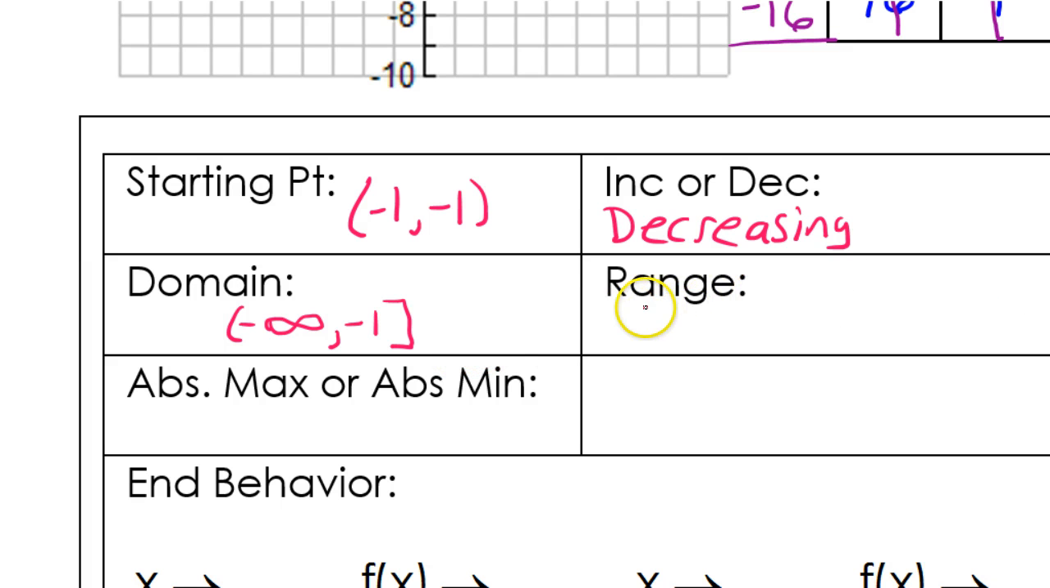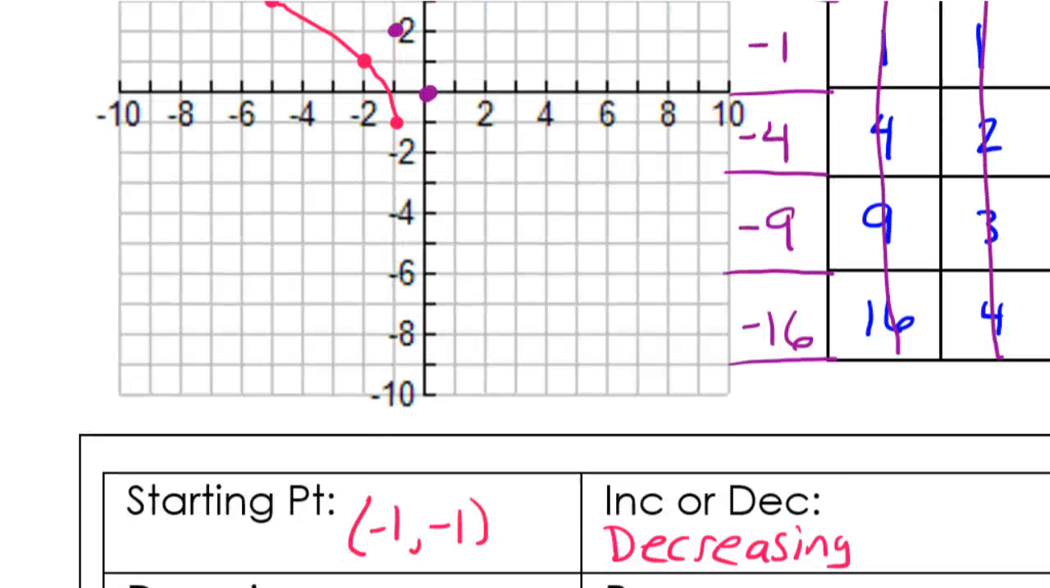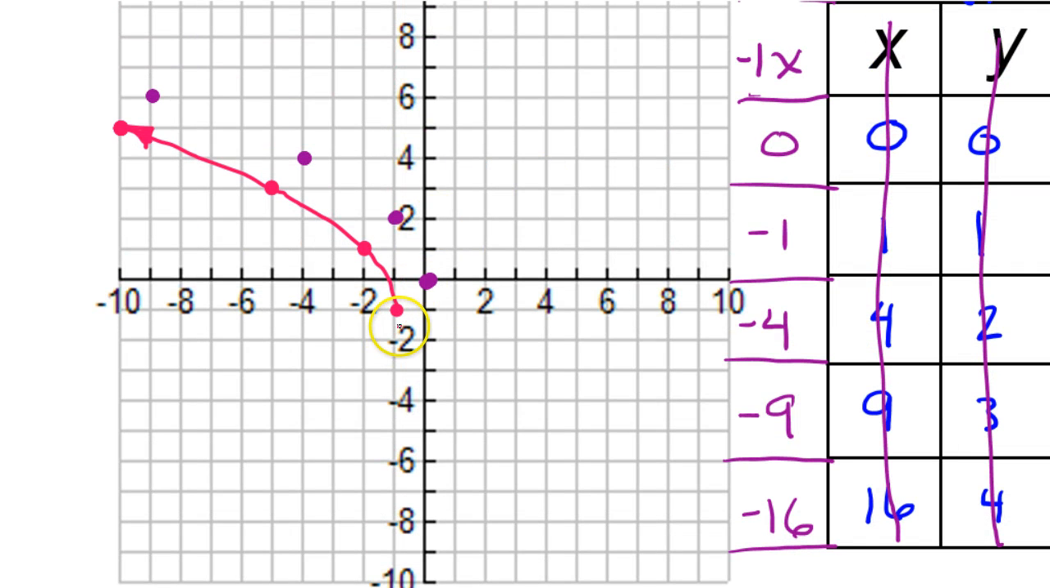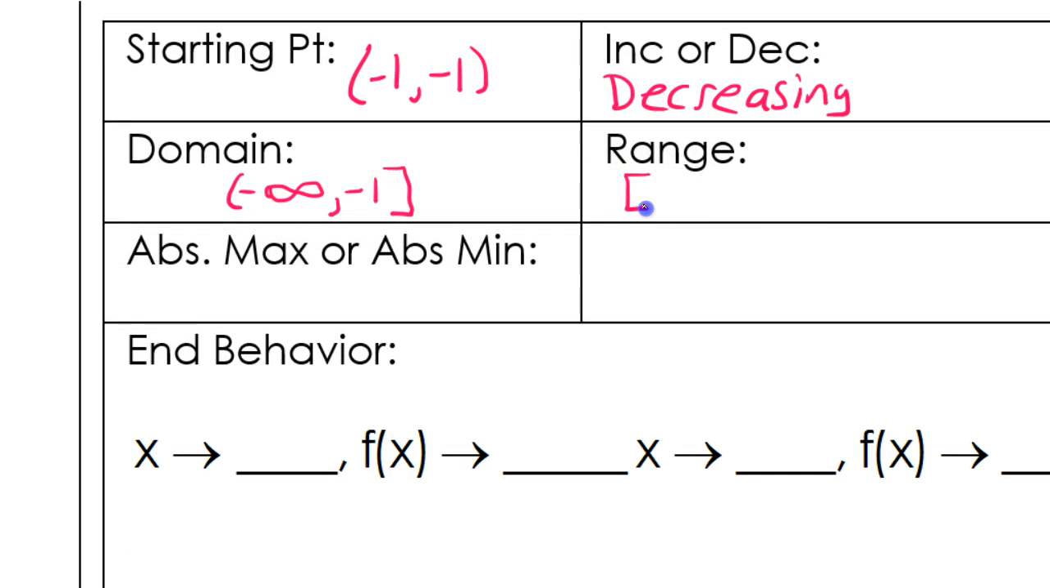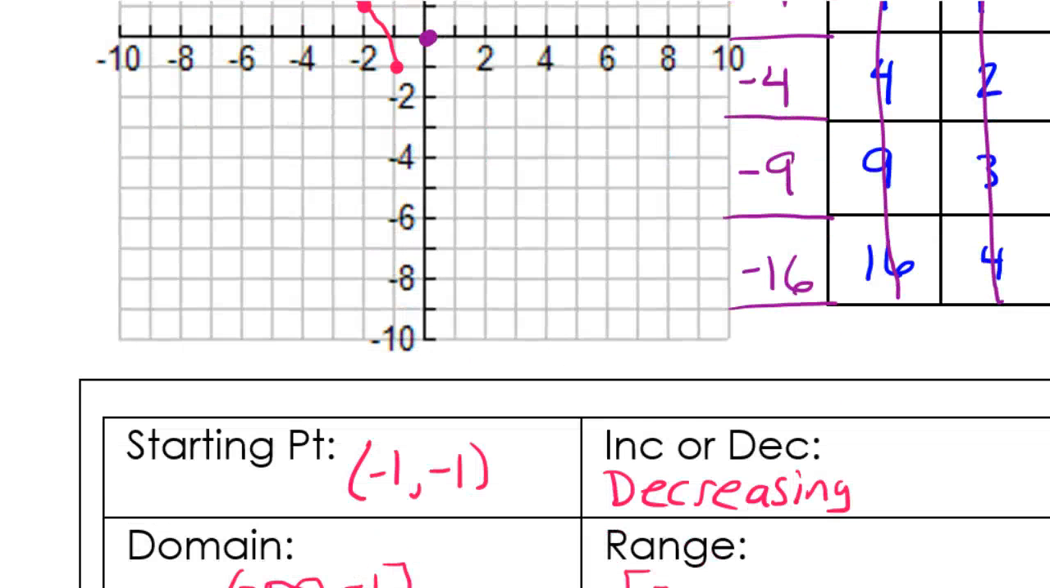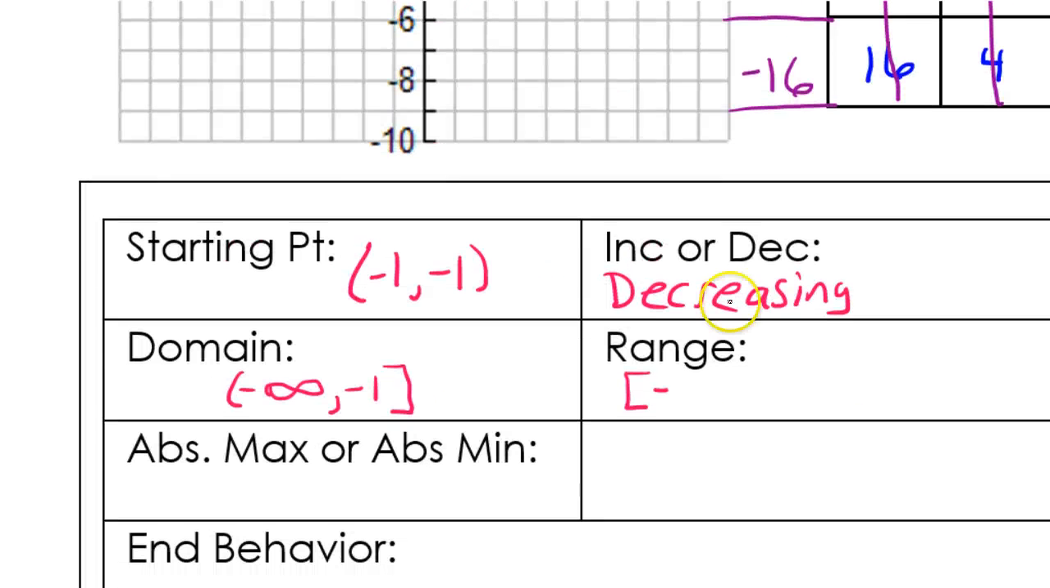The range is y values. The y values of this graph read from bottom to top. The lowest y value is here at -1. And then the highest y value, well, it goes up forever. So -1 to positive infinity. And it has to be in that order, bottom to top. Is this both -1s? Yeah, I guess it is. So yeah, -1 to positive infinity in that order.